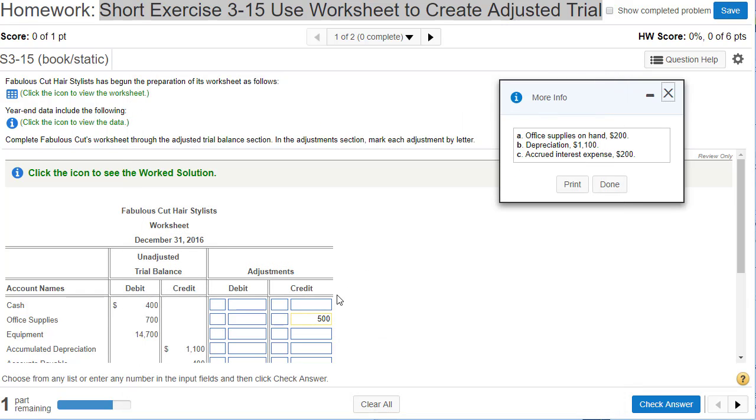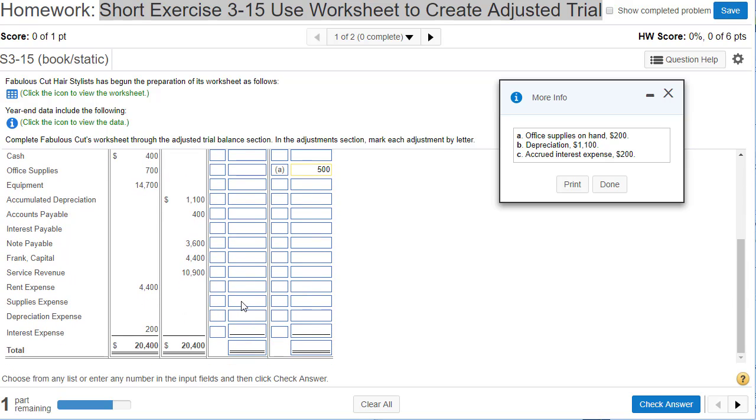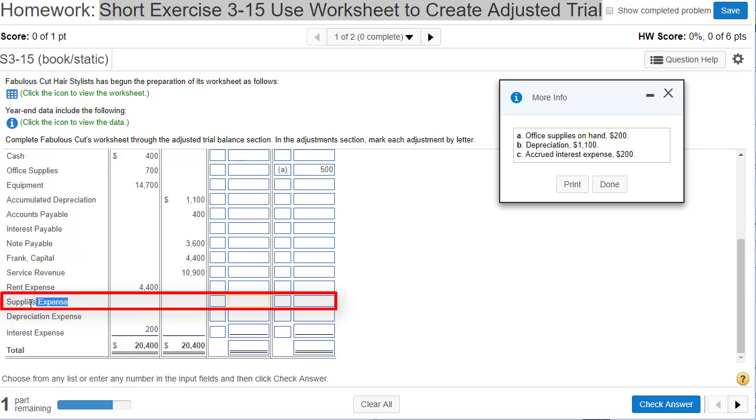Now, when we're doing these adjustments, we have to pair them up. So this is A. So for adjustment A, we have a $500 credit. That means we now need a $500 debit for another account. So notice this $500 represents office supplies we've used up. So we lowered the office supplies account, but now we need to show that we've used up the $500 of office supplies. So that would be office supplies expense, or this company chose to call it supplies expense.